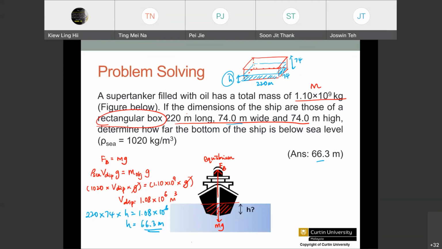Okay. Any questions about Archimedes principle? If no, then we move on to Pascal.